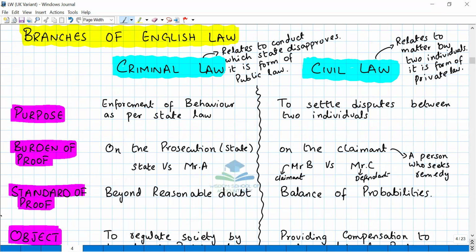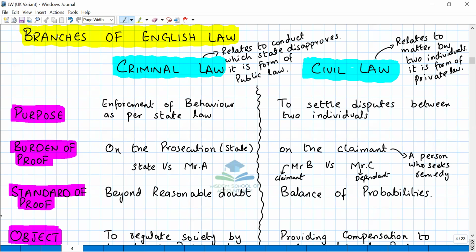Burden of proof. The burden of proof in criminal law is on the prosecution. Prosecution basically means the state department, the police, the state lawyer. They are the ones who have to prove that the other person has committed a crime. While in civil law, the burden of proof is on the claimant. The claimant is a person who seeks a remedy, a person who wants a solution. Usually that person is a victim. So he has to prove that something wrong has happened to him.